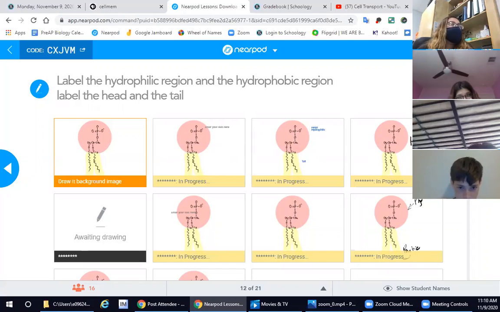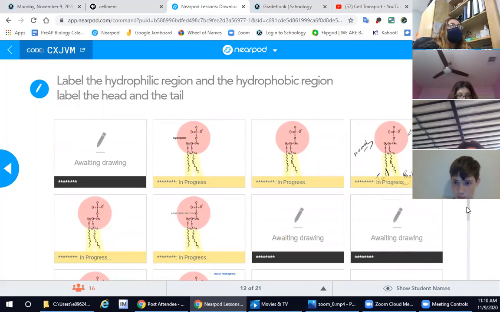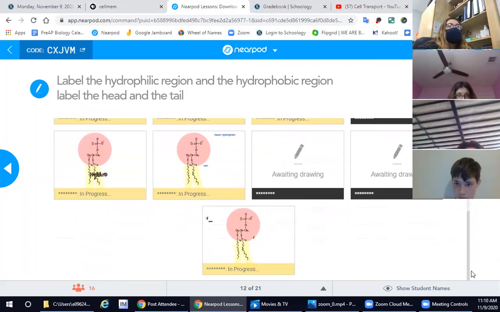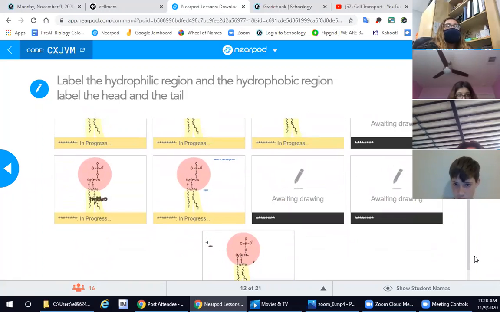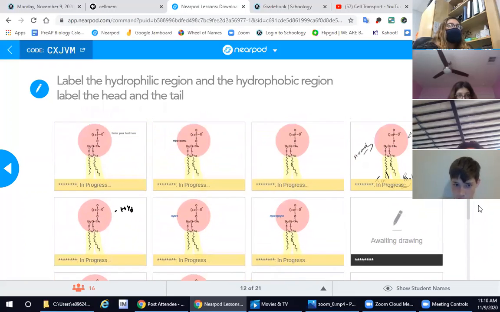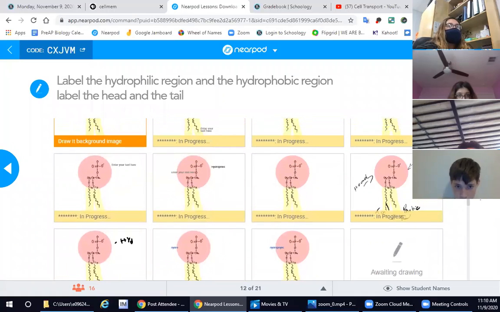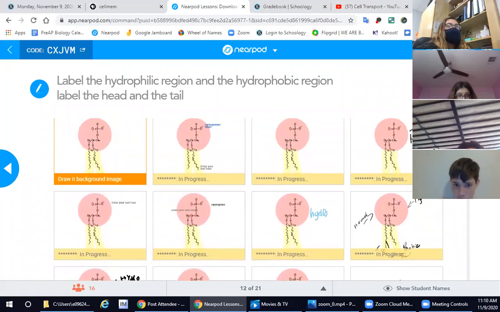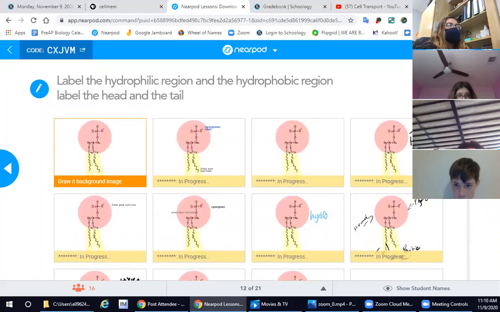Good job. All of you are remembering the pink part is the head, and that is hydrophilic. Good job, good job. Y'all are all putting great answers. Some of you aren't doing anything at all. Guess you're just sitting there. And then y'all are remembering that the tails are the hydrophobic part. That's the yellow part. Good job.